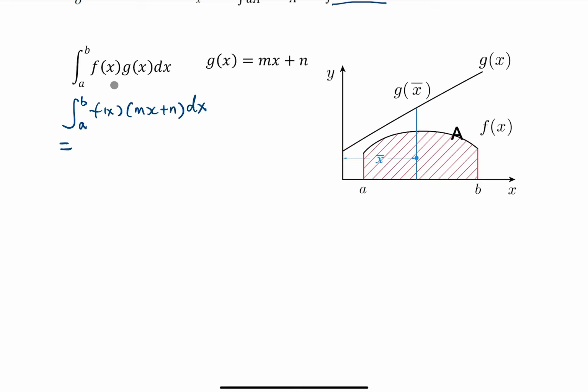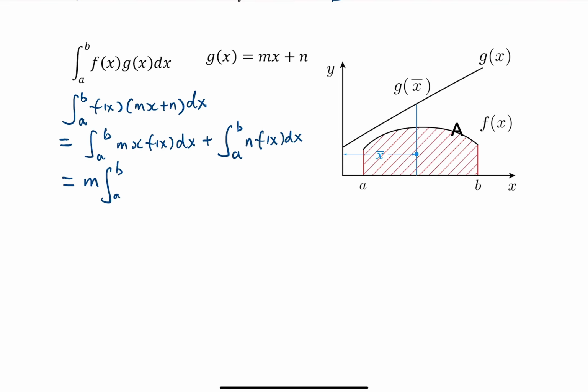Okay, so if we open this bracket, we got the integral of mx f(x) dx plus the integral from a to b of n f(x) dx. As we know, m and n are constants, so we can move m and n out of the integration. We got m times the integral from a to b of x f(x) dx plus n times the integral from a to b of f(x) dx. Okay, so we got the two integrations now. So let's look at f(x) times dx.